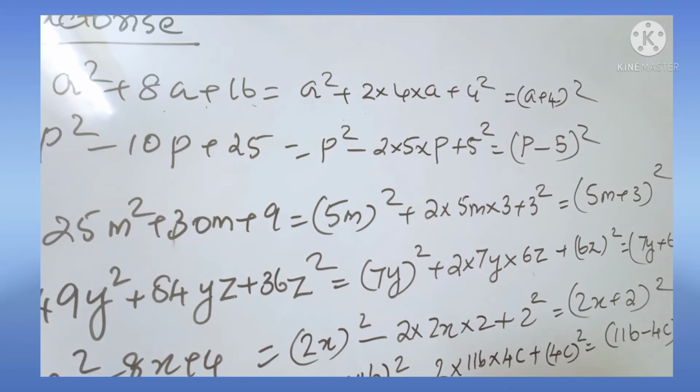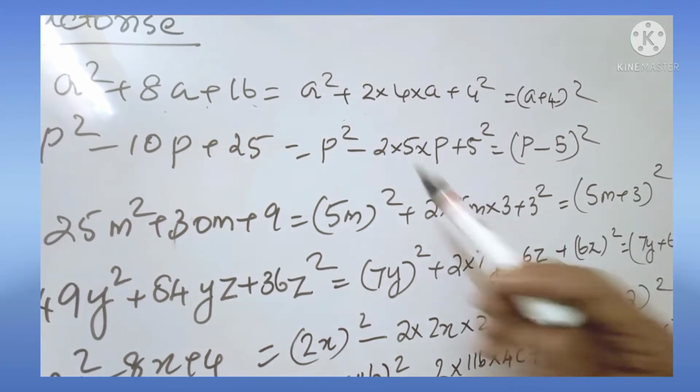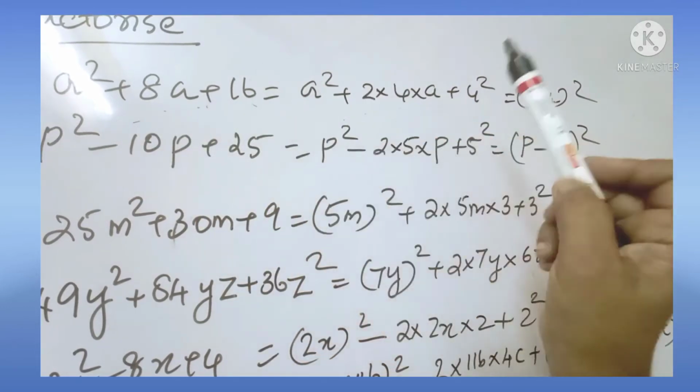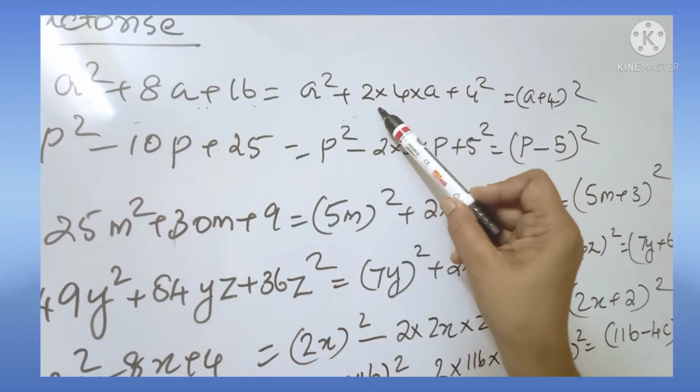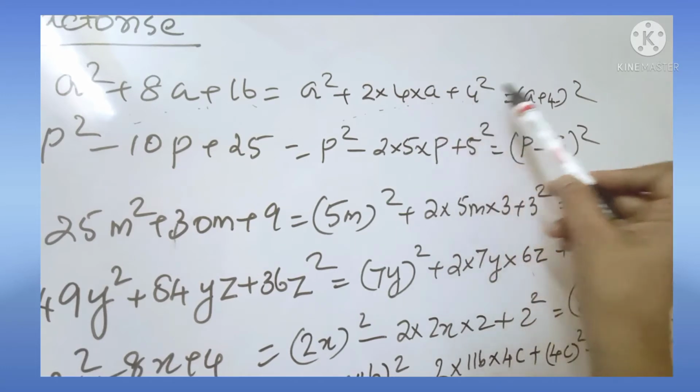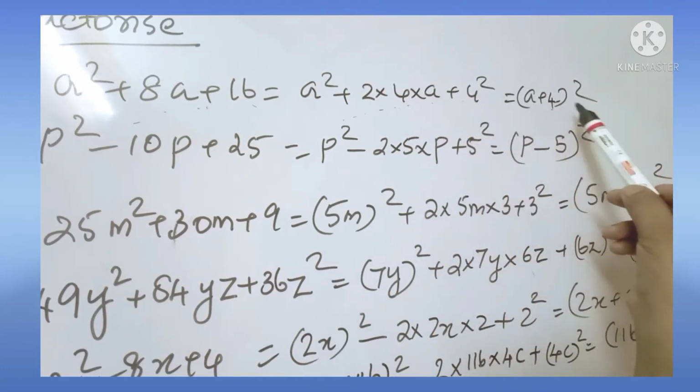Children, let us start the exercise 14.2. Here, a square plus 8a plus 16. So it is a square plus 2 into 4a plus 4 square. So this can be written as a plus 4 whole square.